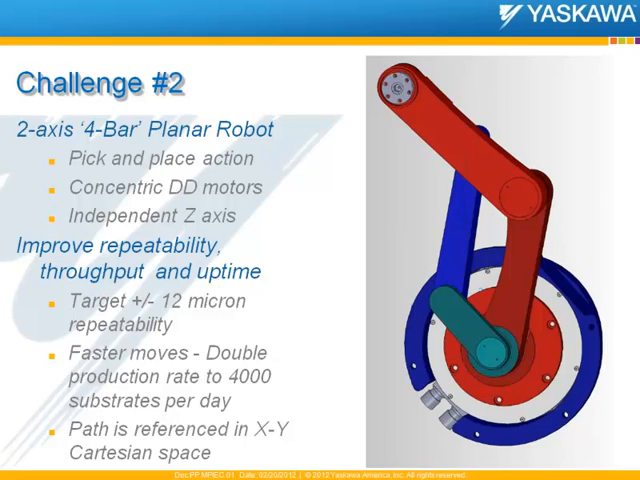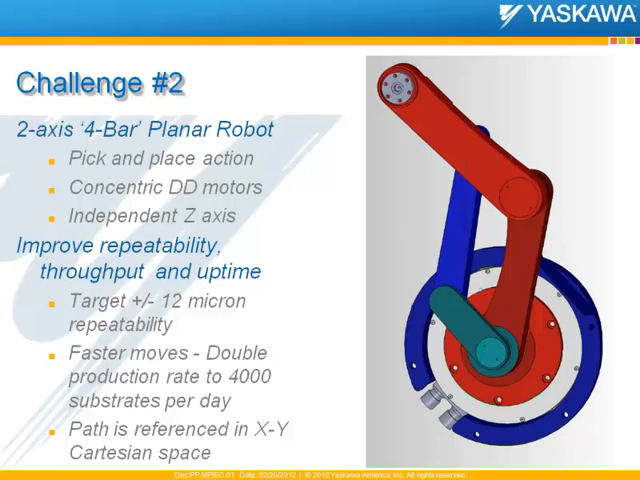In this case, it actually uses 2 concentric direct drive motors sitting here at the hub where this green link is, right at the center. And this small linkage arm actually controls the motion of the larger arm with the end effector on it. There's also a z-axis on this system that is completely independent.